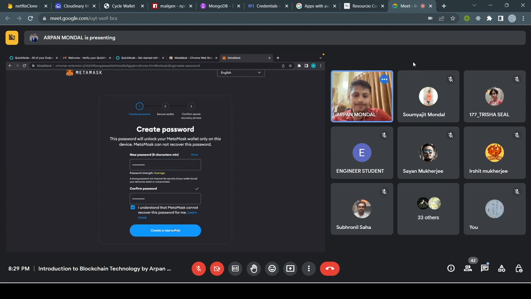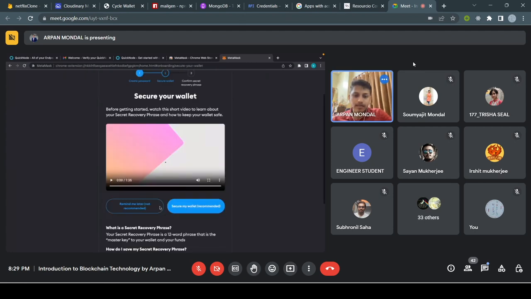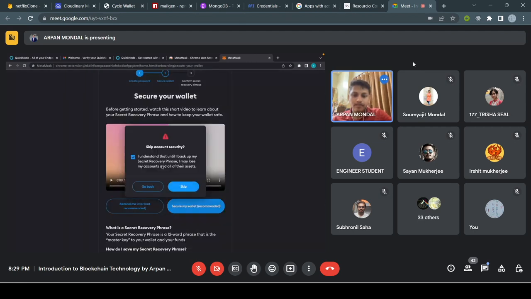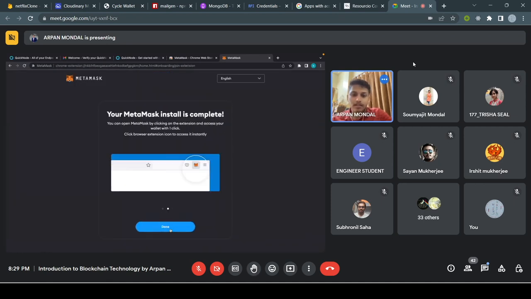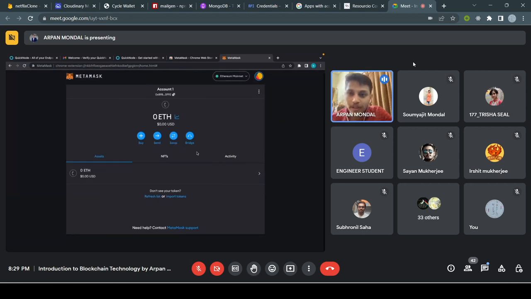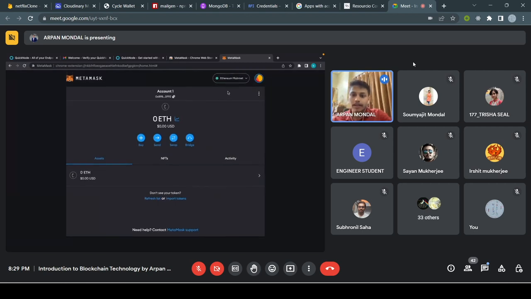Get new wallet. Remind me later. And skip. Got it. So we have built our MetaMask wallet. Congrats everybody who is doing this. We have built our own MetaMask wallet. Now we are going to create our testnet. This is a very small tutorial, but it is very useful, whether you are building a big project or a small project. This is how we can add a network in testnet.